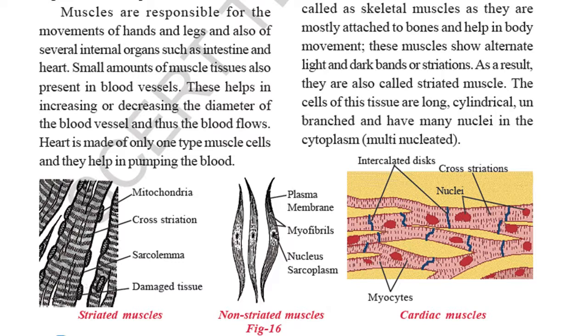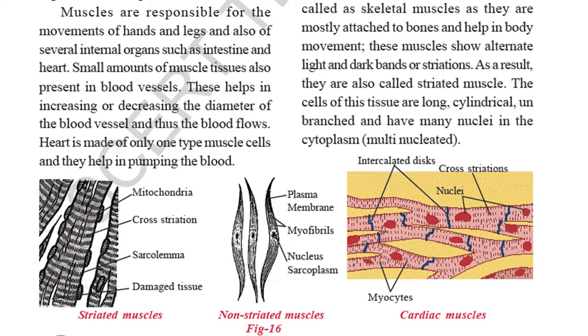Heart is made of only one type of muscle cells, and they help in pumping the blood. Got it? As a result, two types of cells are there, right? Voluntary muscle cells and non-voluntary, which are inside the intestine and blood. We cannot control it, we cannot move it. Voluntary muscles are in our hands and legs, skeletal system and all.